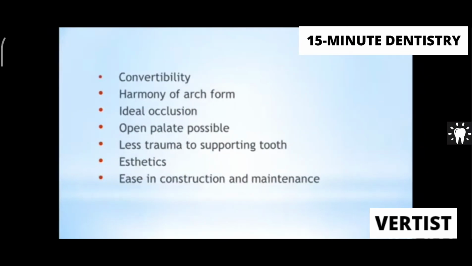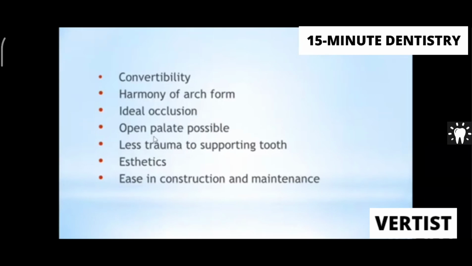Then convertibility. Later on, if you are using some tooth roots now as an overdenture, later on you might be required to remove those teeth. You can convert this overdenture easily into the complete denture. So that convertibility is another advantage. Harmony of the arch form, because teeth are maintained, so the arch form will be maintained. The ridge resorption, like we have seen, the maxilla resorbs upward and inward, and the mandibular ridge resorbs in the fashion of forward and outward. So that doesn't happen here, right?